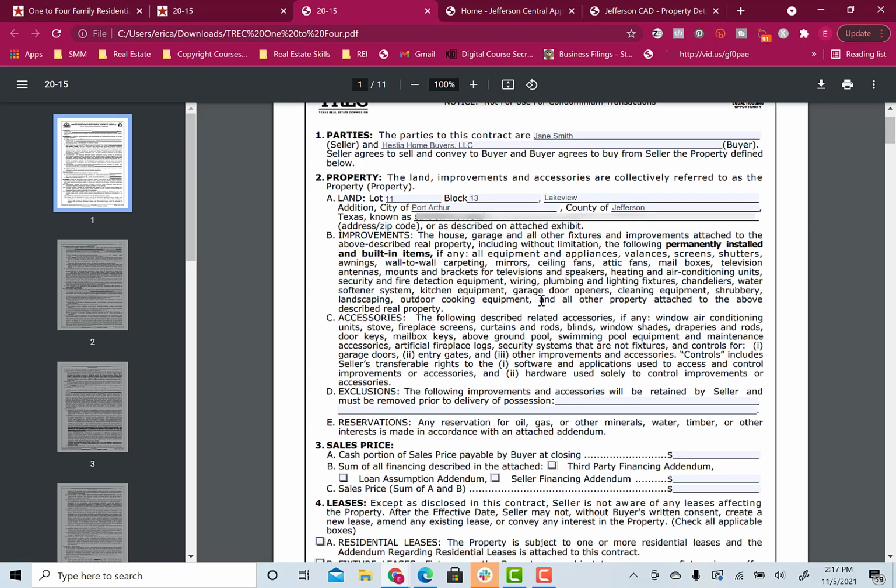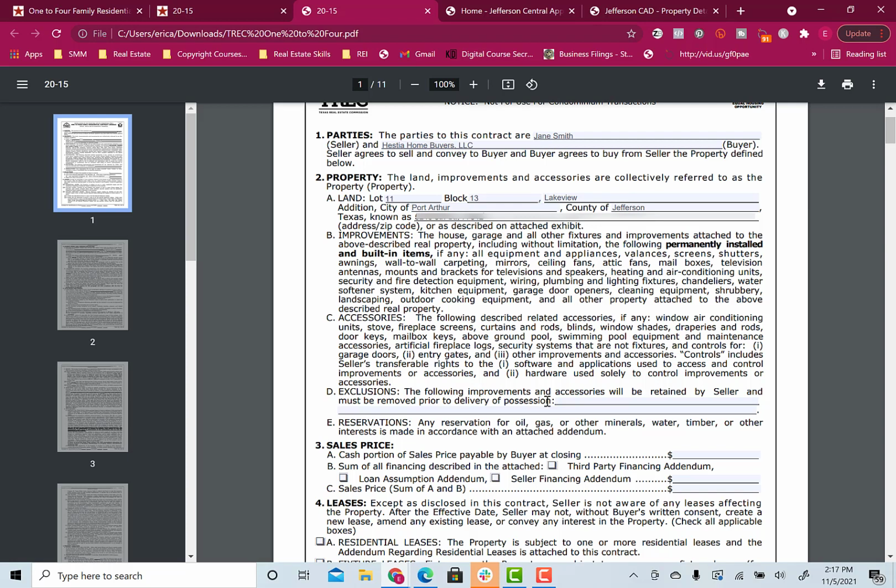Now, this talks about improvements. So if you've made any improvements to the property, or if they put any fixtures in, basically drapes or any attic fans, ceiling fans, they cannot remove them. That is part of the property because they're considered fixtures. So that's what that means on the improvement side. The accessories, that's going to be the same thing with curtain rods and everything. They should not be taking those down. Pool equipment should be included, mailbox keys, all along those lines.